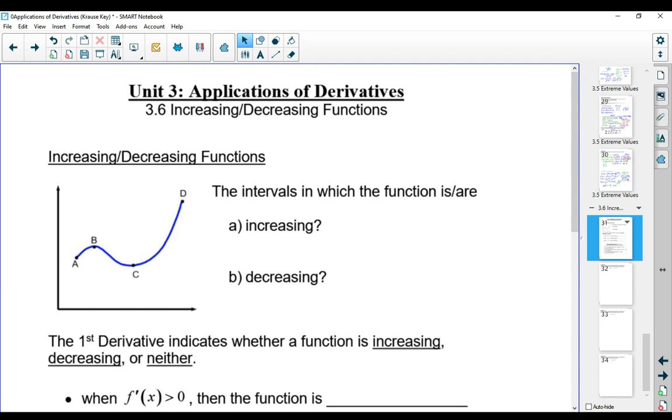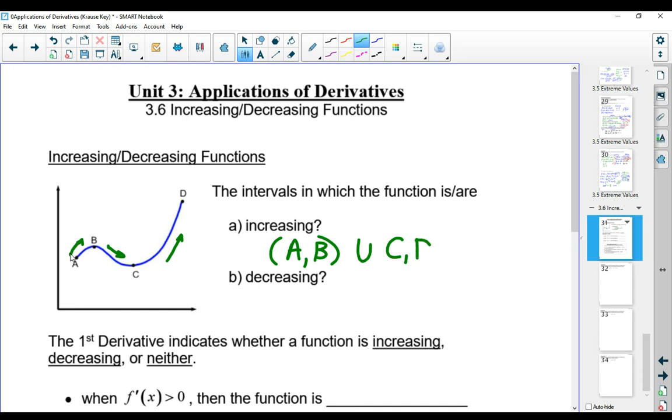All right, so increasing and decreasing functions. We've talked about this quite a few times, so hopefully this isn't brand new for you. If we're looking at a function and we're talking about when the graph is increasing or decreasing, I'm asking you, when is the tangent positive or negative? And when we're looking at the intervals in which the function is increasing, we're writing this in interval notation. So it would be increasing from A to B or increasing from C to D.